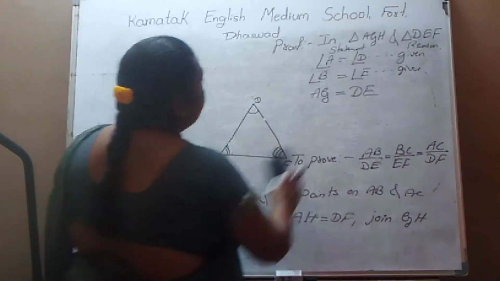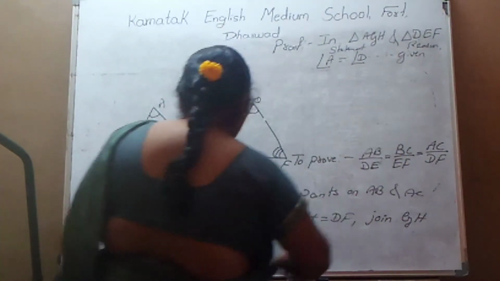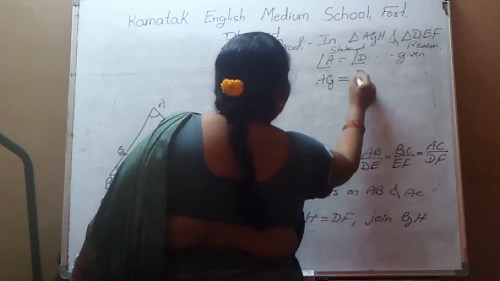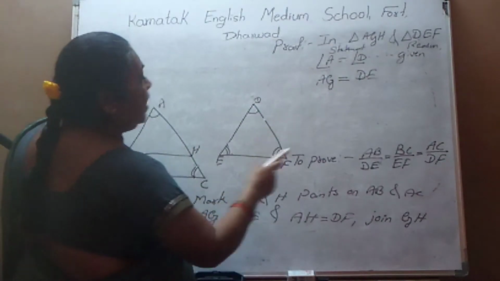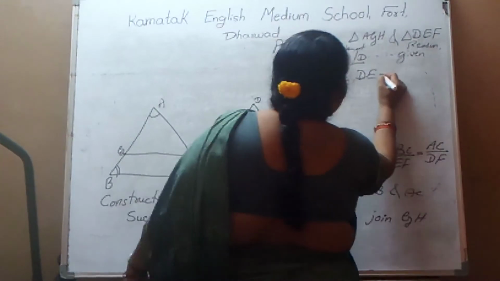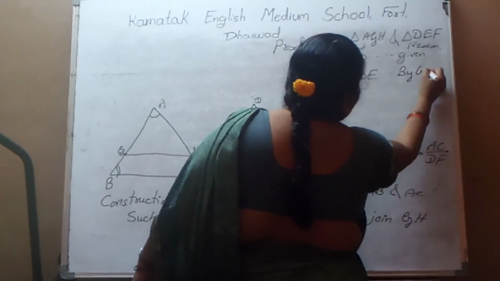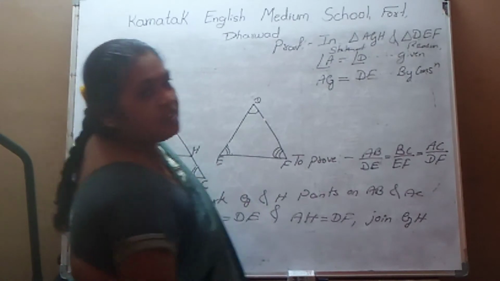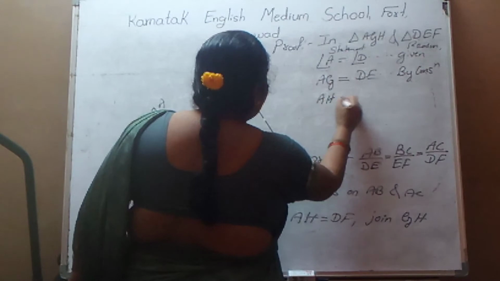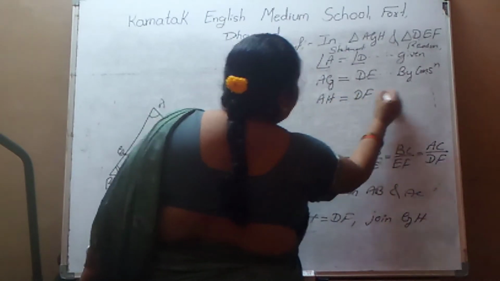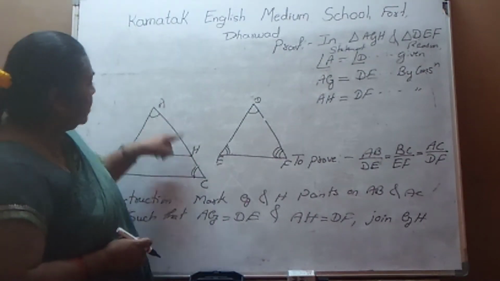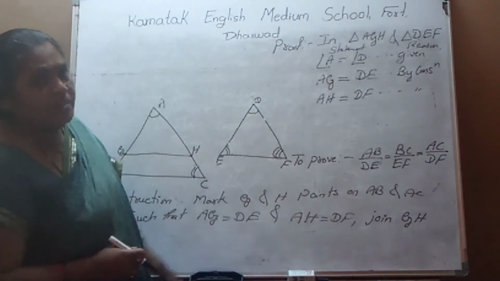AG is equal to DE. You only constructed it, by construction. And AH is equal to DF, this is also by construction. You only did AH is equal to DF by construction.